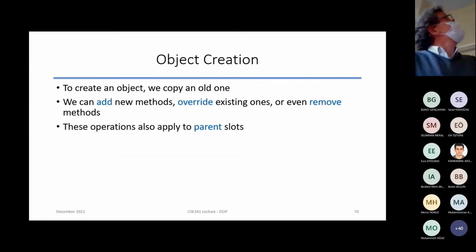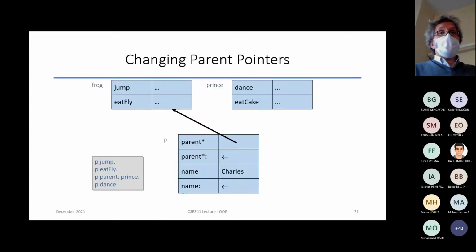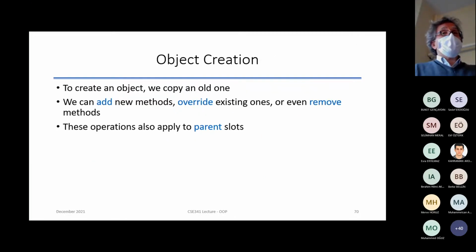So, object creation: to create an object, we can copy an old one. We can add new methods, have new methods override existing ones, or remove existing methods. These operations also apply to the parent as well. So by changing the parent pointers, we can change the behavior of the parents of that object as well, if you want.